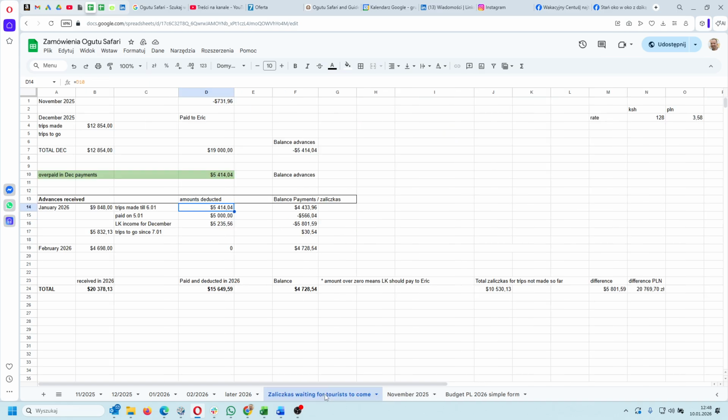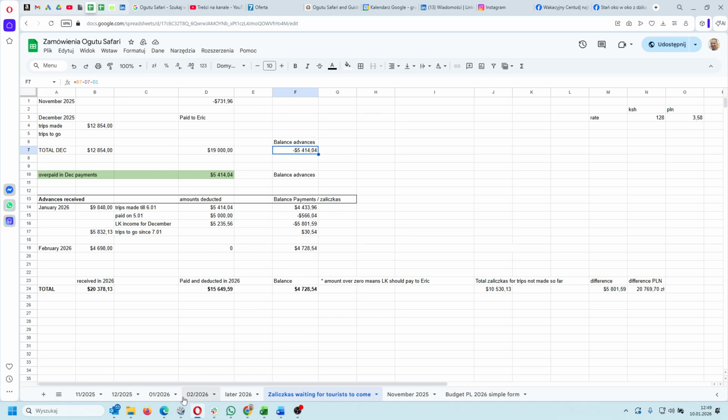And then if we have a look at this file, for November it was minus 731, and then for this December I paid this one, right? So for the trips that were made, I should pay this amount. So in total, I should pay this amount. I paid this one. So my balance for the 1st of January was minus 5. So actually, Kenya was due to me this number, right? So we work on that.